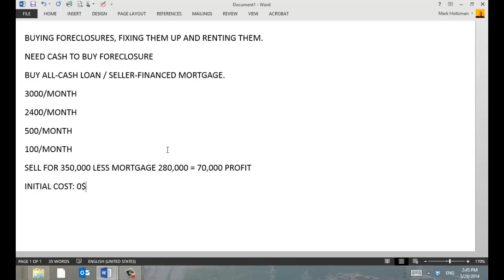All right, so let's say something goes wrong. Let's say the value of the house goes down. Could that happen? Sure. Value of the house goes down to $250,000. So I go to sell it. The house is worth $250,000. The mortgage is $280,000. What do I do? No. Why would I lose $30,000 willingly?